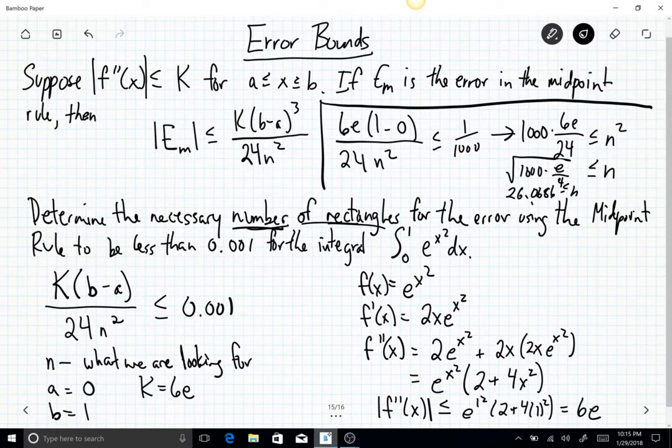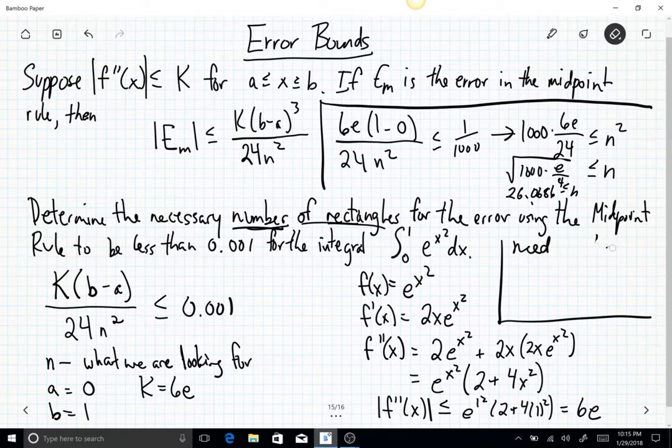So remember, n is a number of rectangles. So there are some restrictions on Simpson's rule, like in terms of even numbers and odd numbers and things like that. Midpoint, no, there's not really much. So in terms of our needs, we need to round up. So we need at least, well, not at least technically, we need 27 rectangles.